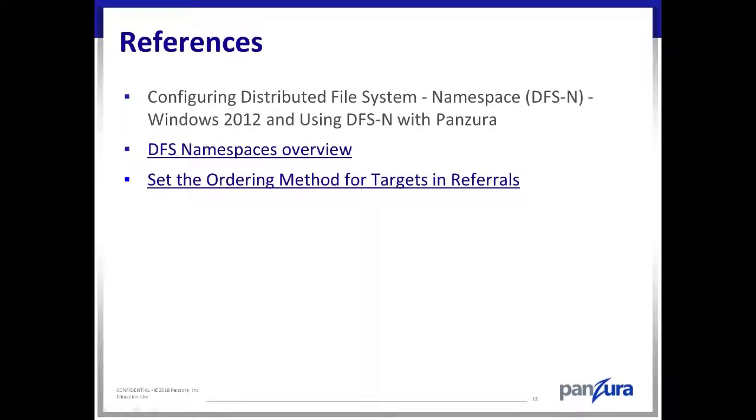And that's pretty much it. There's a few reference documents that you'll have access to. The first one listed here is our Panzura document regarding DFS-N, basically configuring it in Windows and essentially what we went through in this presentation. There's a couple of other documents listed here. Here's a Microsoft document, the DFS namespace overview, if you want to read more about DFS. And here's another Microsoft document. It's more specifically about setting the ordering method for the targets and the referrals.